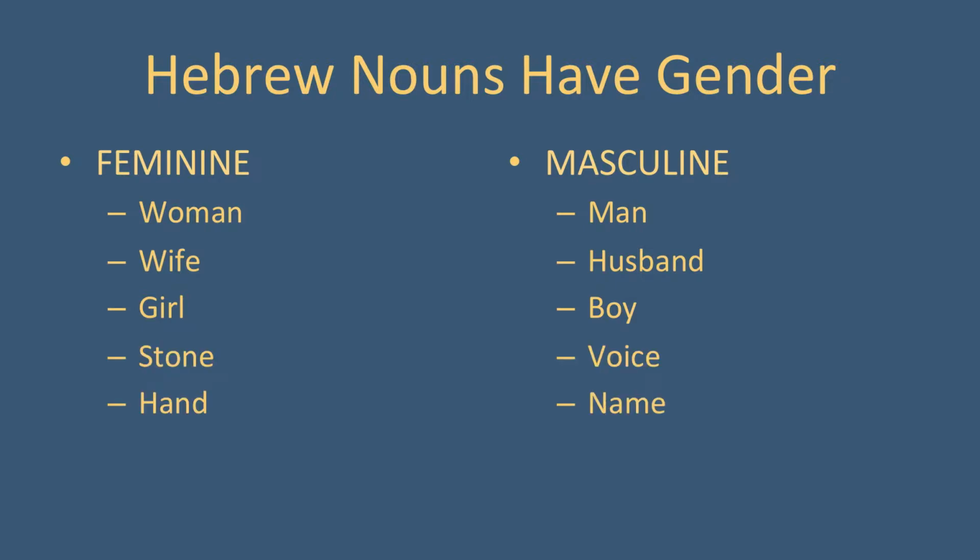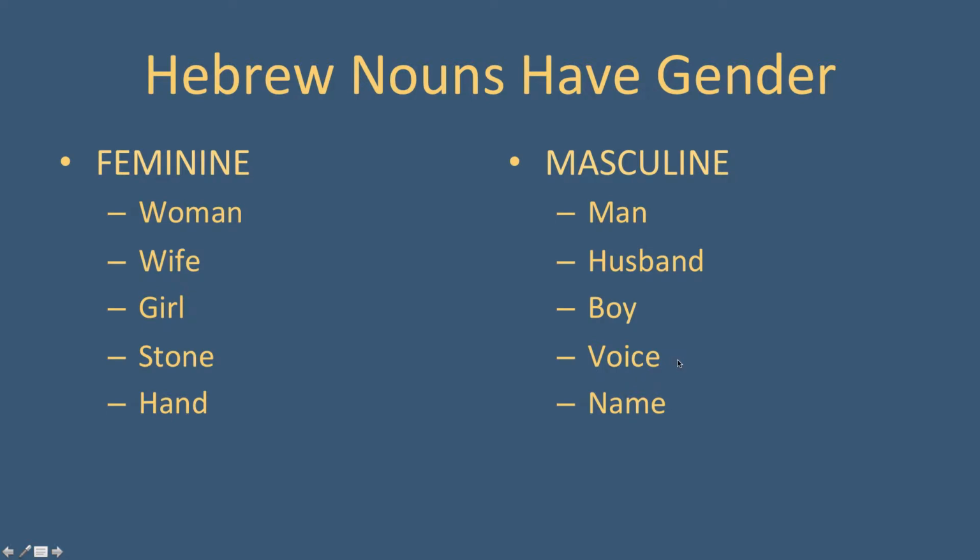But there are also a number of words, and actually most of the nouns that we'll encounter in Hebrew, that are not obviously masculine or feminine. And so, for example, the word stone is feminine in Hebrew, as is the word hand. But trying to come up with some kind of explanation for why stone would be feminine, for example, is not always easy. And the same case, a few examples here in the masculine.